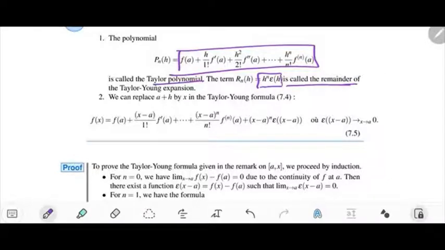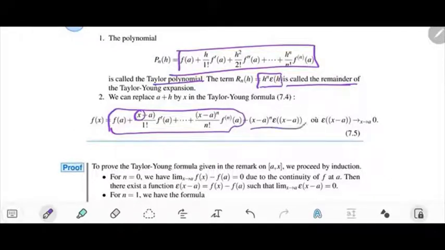So now, of course, you can replace a plus h by x, as I said, and it will be f of x equal f of a plus (x minus a) over 1 times f prime of a, etc. And this way you will see clearly the x, which you are used to as the variable of the polynomial. So here you can see clearly now the polynomial function of x, and here you will have as the remainder (x minus a)^n epsilon of (x minus a), where epsilon of (x minus a) goes to 0 as x tends to a.